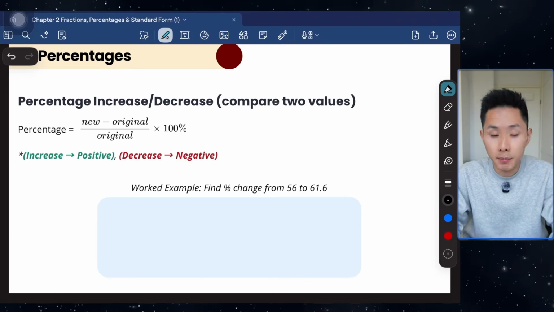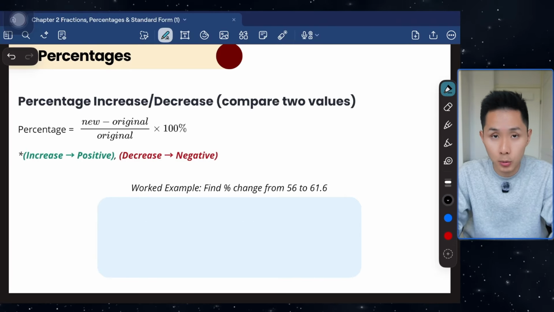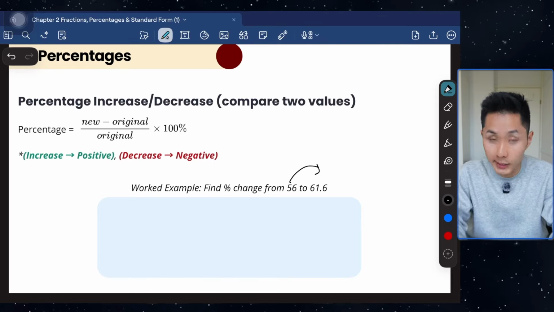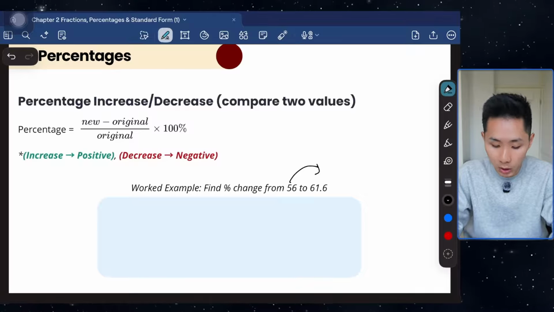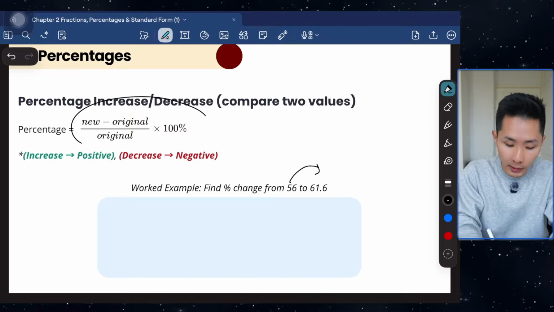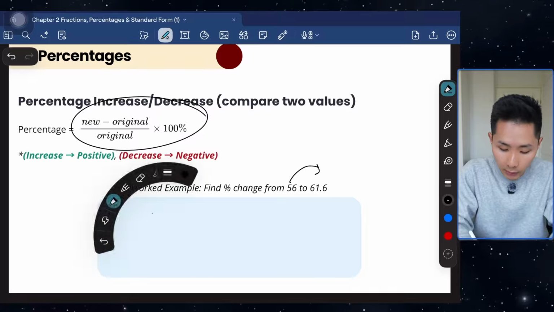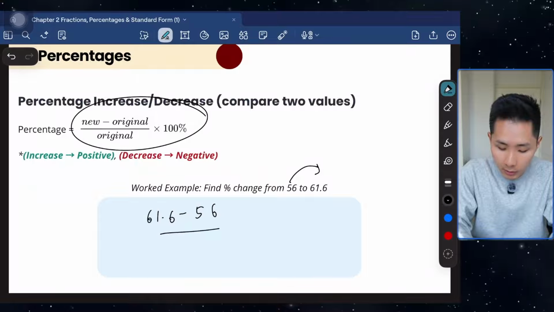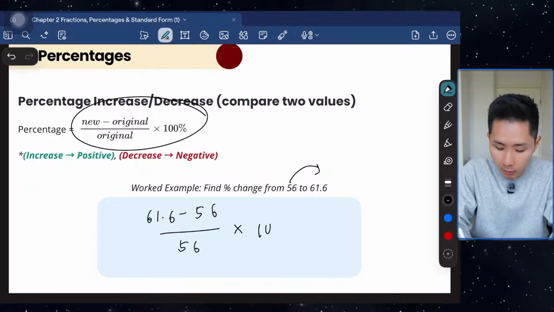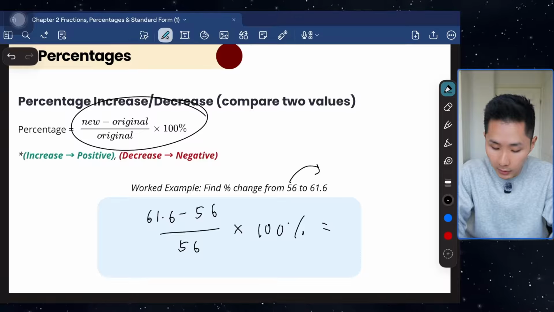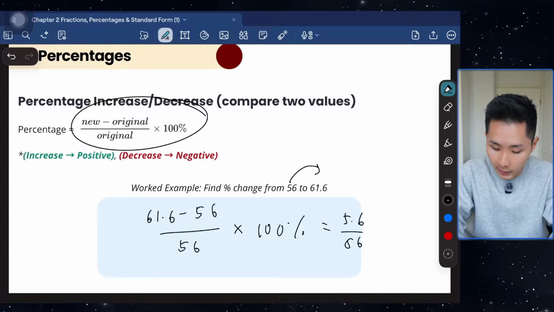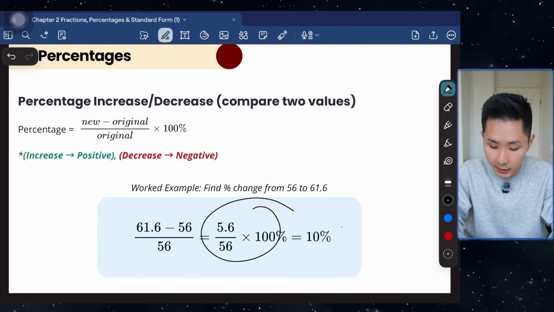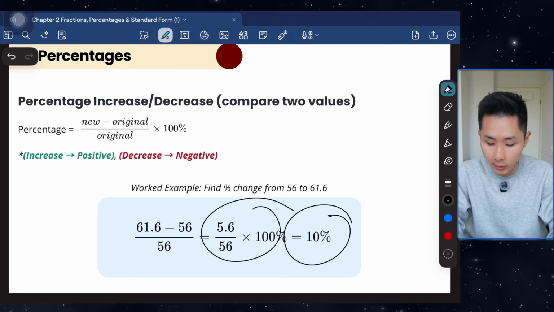All right, the next thing in percentage is to find out the percentage increase or decrease for two values. For example, 56 to 61.6. How much percentage change are there? So to do this, you can apply this formula. So you will use the new value, 61.6 minus 56, divide by the original, 56. Multiply by 100%. So if you were to calculate everything, you would get 5.6 divided by 56 times 100%, and you will see that the percentage increase is 10%, once you compute that out.